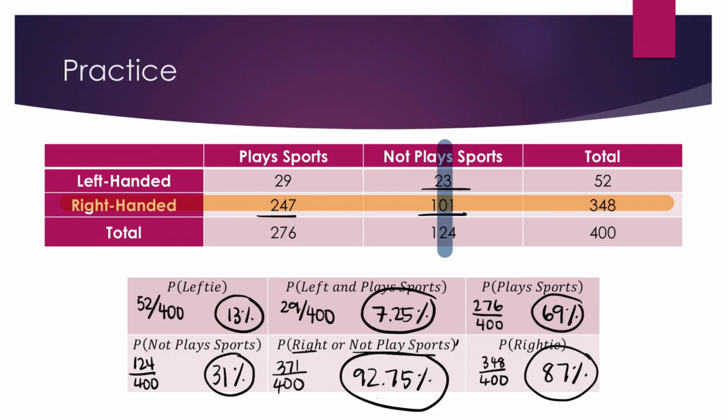So, just something to remember. And this is tricky, the "and" versus the "or." The best thing I can tell you is that "and" is where they cross over each other. So play sports and left-handed cross right here. And then "or" is everybody that you're highlighting. So this whole row and that whole column, just be careful about double counting.